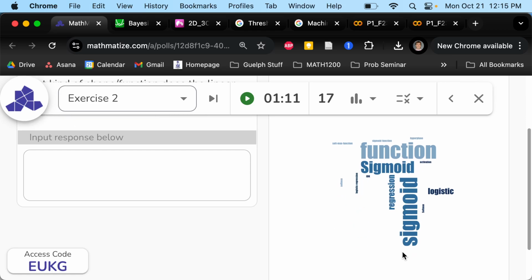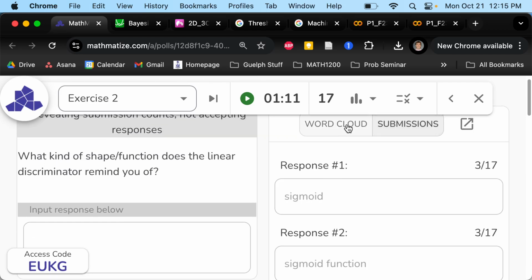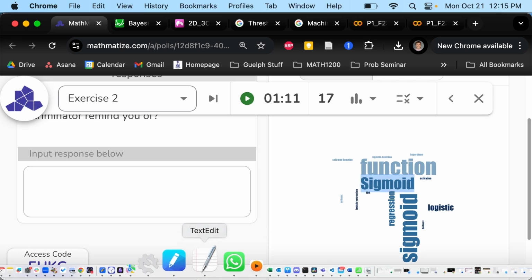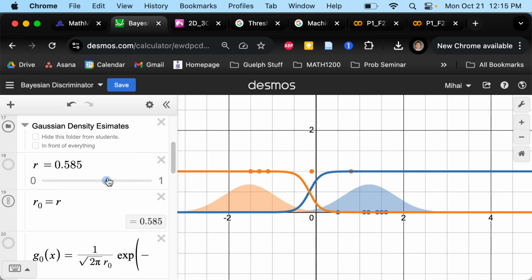Ooh, sigmoid in giant letters. Sigmoid is the right answer. So if you said sigmoid or sigmoid with a capital S, then you got it right. This is the sigmoid function. So for whatever reason, it turns out when you do this thing, all of the math we did turns into just the answer, sigmoid. That's the answer. And it's not a coincidence.